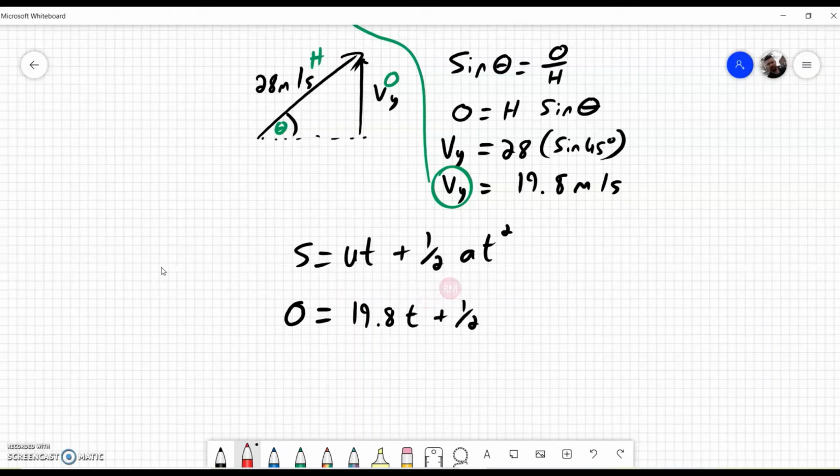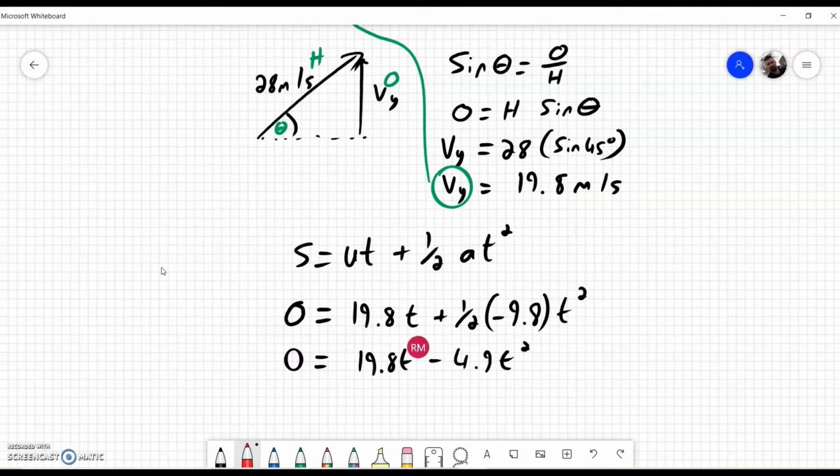And the acceleration, when a body is airborne and in motion through the air, the only acceleration it's feeling is the acceleration due to gravity, which acts in a downward motion. In this case, I'm going to put that as 9.8, and I'll make it negative to indicate that it is acting downwards. So I put all my numbers out there. 0 is equal to 19.8t minus 4.9t squared.